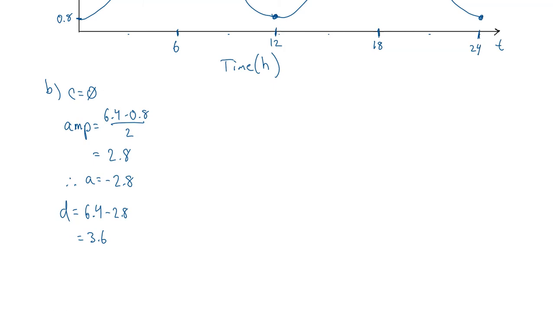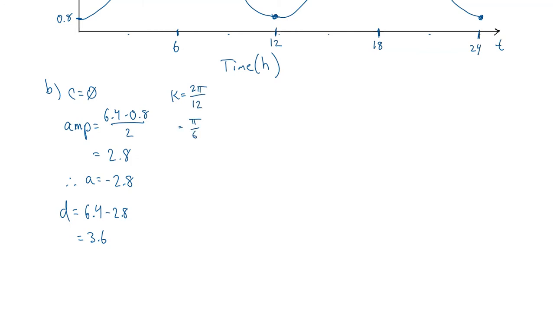It's not different from before. The number of hours it takes for one cycle is the period. So how do we find the k value? Is it 2 pi divided by 1? Yeah, it is still 2 pi divided by the period. So 2 pi over 12, which works out to pi by 6.